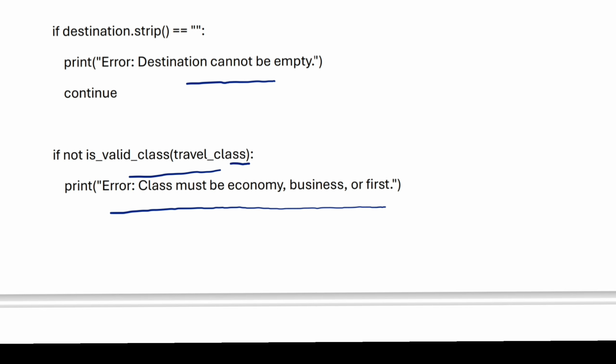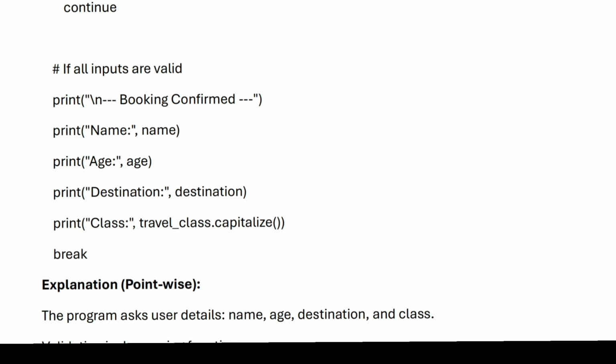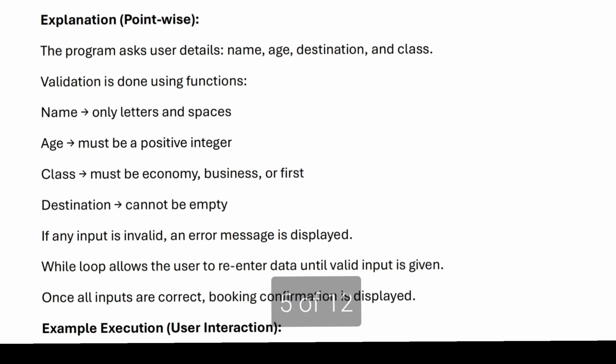What they gave, what they asked, everything we have produced here. So finally, you will get the input values if you enter the age, destination, name and travel class, and finally the break. So we have explained it point-wise. First the program asks for the details: name, age, destination and class. So validation you have to do with functions.